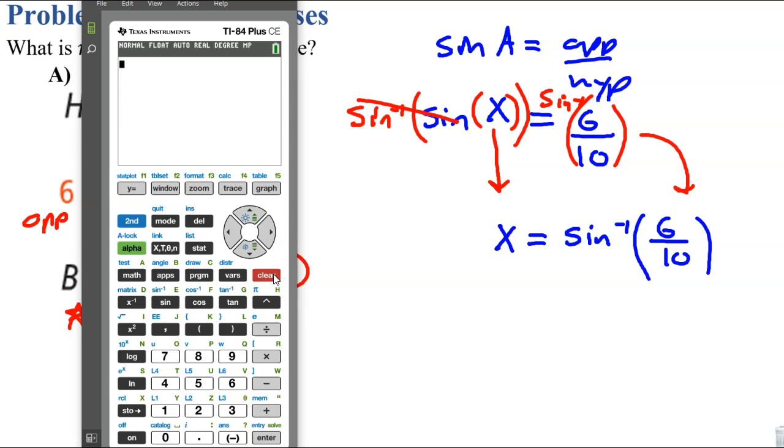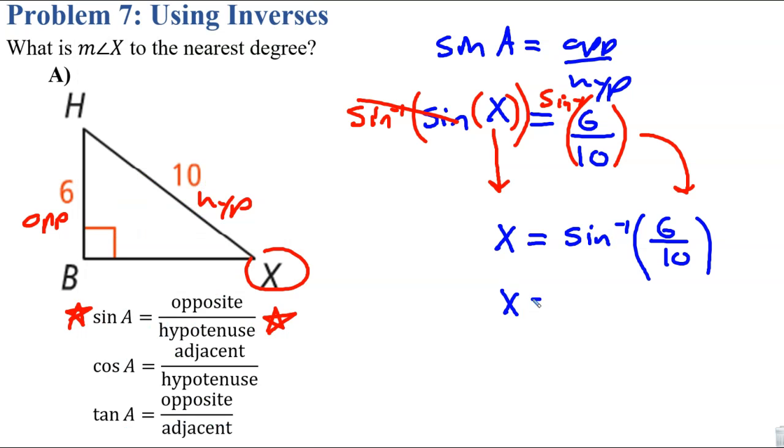And the way I'll do that, the way I'll get a sine inverse is I'm going to hit the second sine button. That's going to give me this superscript, the -1. And then I can just go 6 divided by 10. Hit enter. And to the nearest degree, we could say this is x equals 37 degrees.